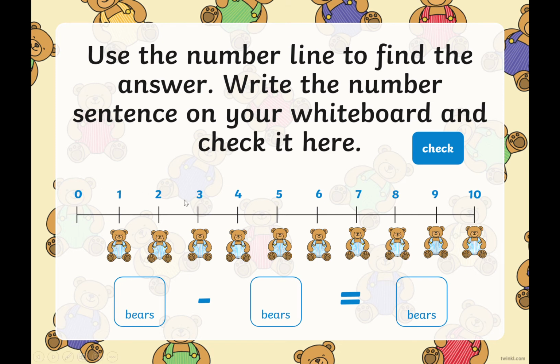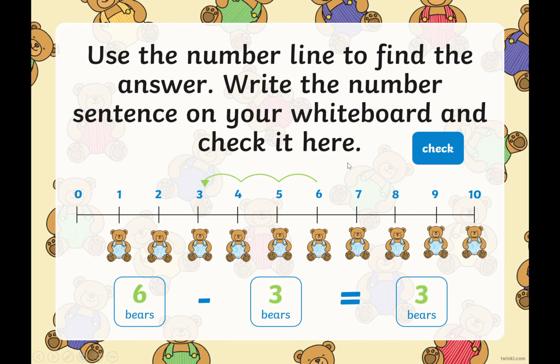So have a little look at the number sentence. There are 6 bears. I'll give you a clue. There are 6 bears on the tray, and then 3 bears leave. How many will be left? You can use the number line to help you and think about the number sentence. So what number would you put in here? You can use the jumps as well. I like to do jumps. Let's find out what the answer is.